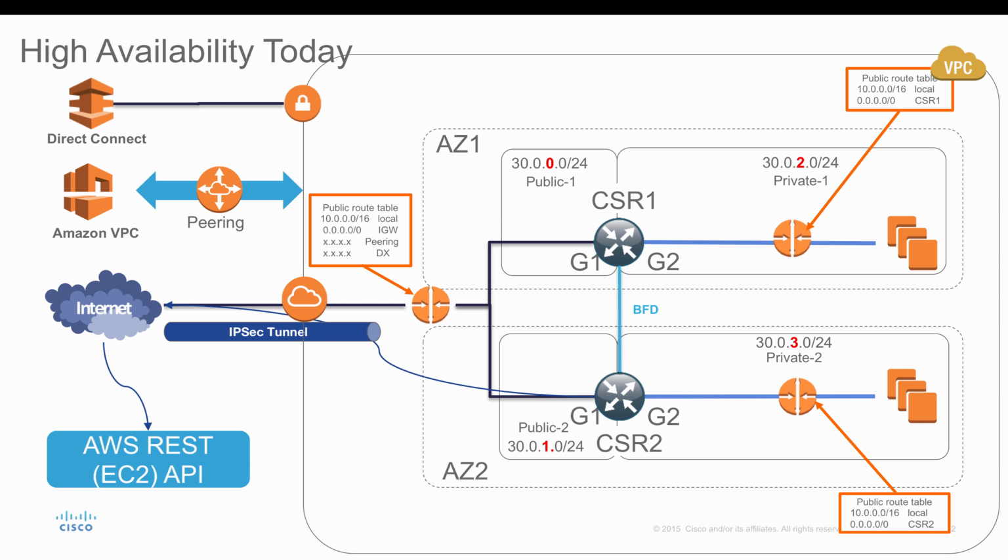You probably will also have a Direct Connect if you are a large enterprise customer. You want fast, stable connections between your on-premise data center and the VPC. So those three are the typical connections, or what I call the different transports.